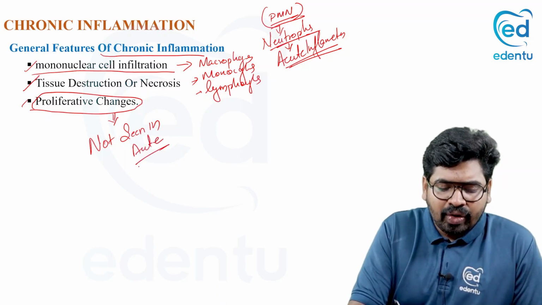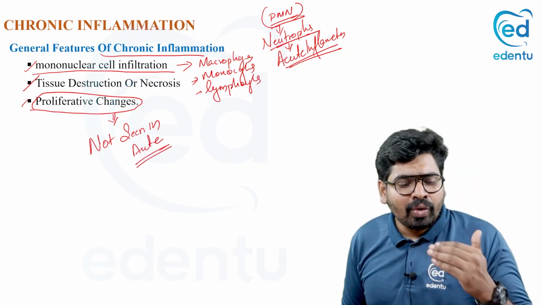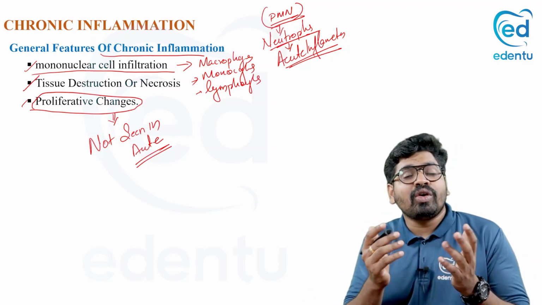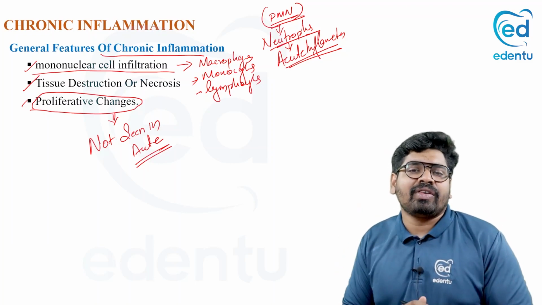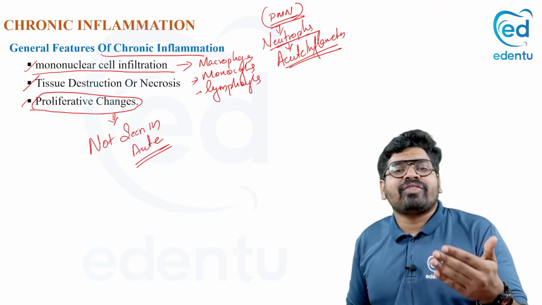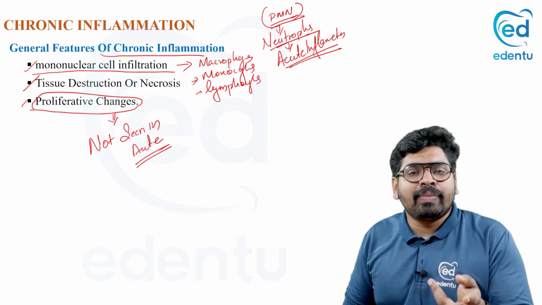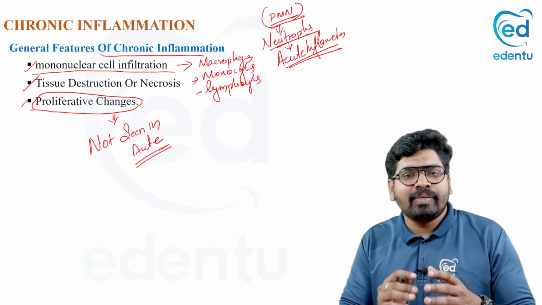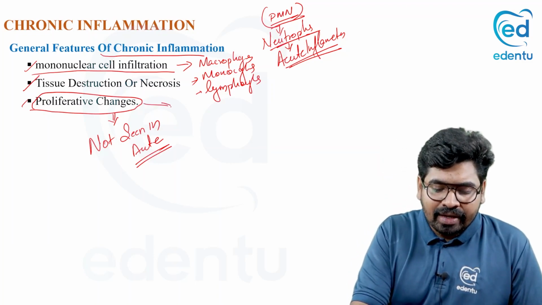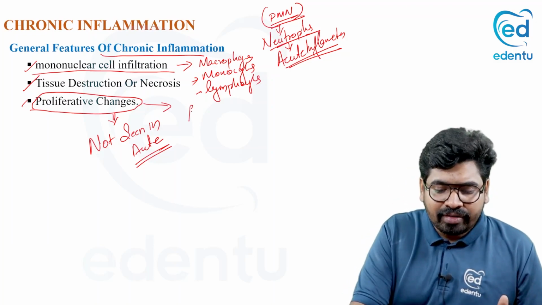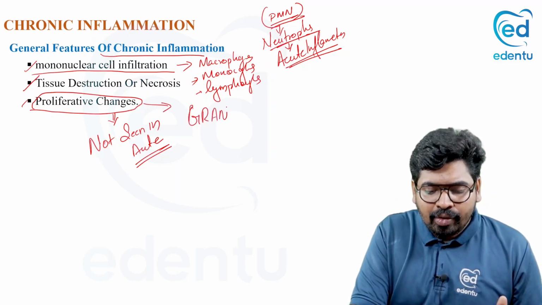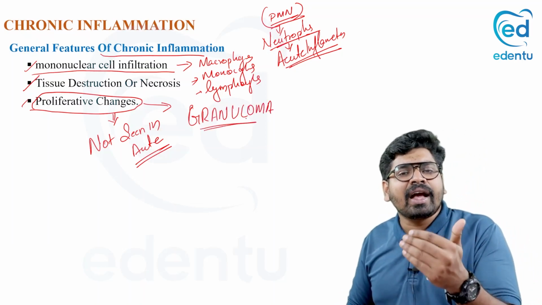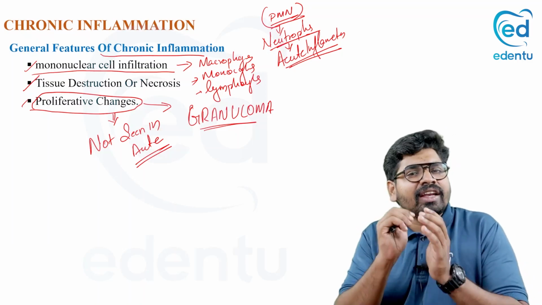What you mean by proliferative changes is that these monocytes or macrophages or lymphocytes can stimulate other cells to proliferate to seal off this inflammation. Okay, they can stimulate your fibroblasts, your histiocytes, other macrophages, so that will stimulate a proliferation of these cells. And what is the byproduct? They make granulomas. So granuloma is nothing but a defensive mechanism of our body towards a chronic inflammation.